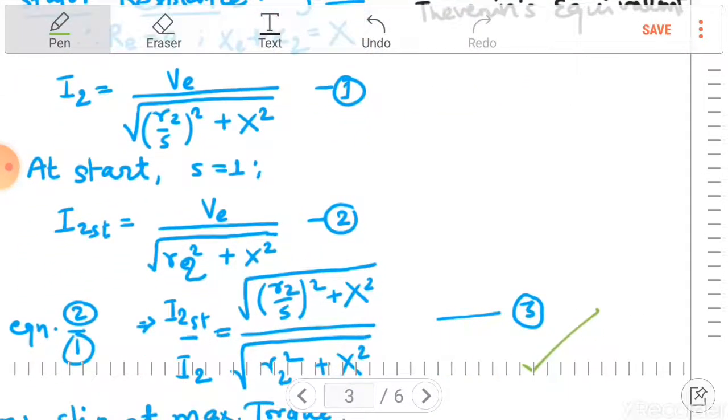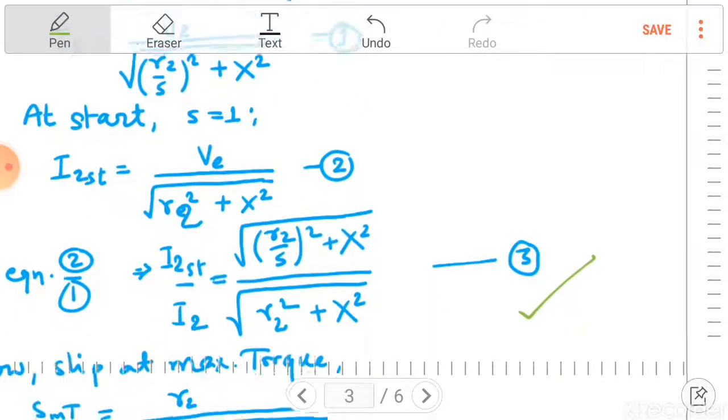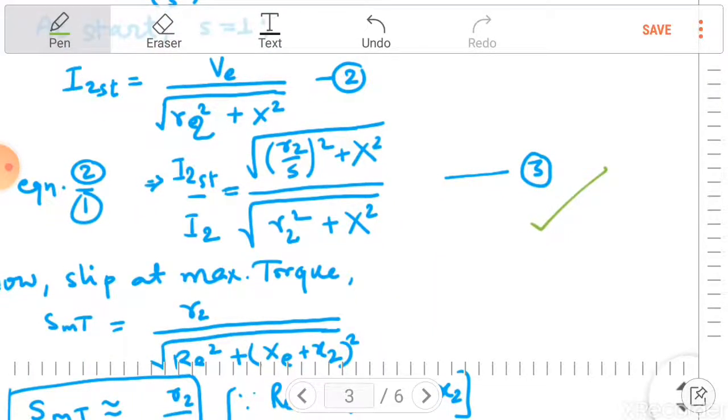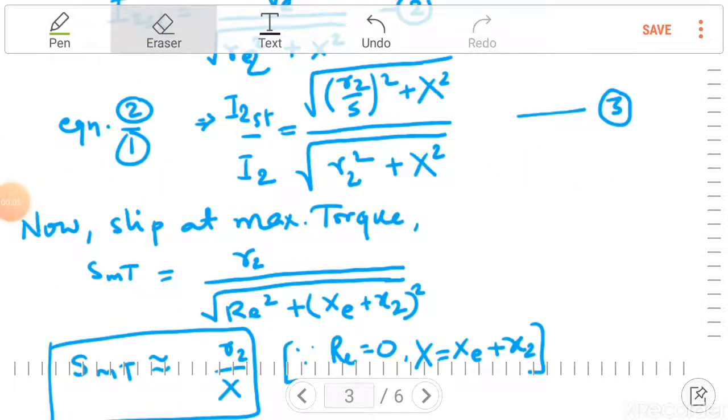Now at starting we know that S equals 1, so putting this value in equation number 1 we get I2 at starting equal to VE divided by under root of R2 square plus X square. Divide equation number 2 by 1. I2ST by I2 equals under root of (R2 by S) whole square plus X square divided by under root of R2 square plus capital X square. The ratio of I2ST divided by I2 is referred to as equation number 3.